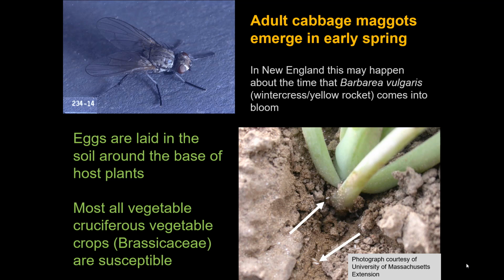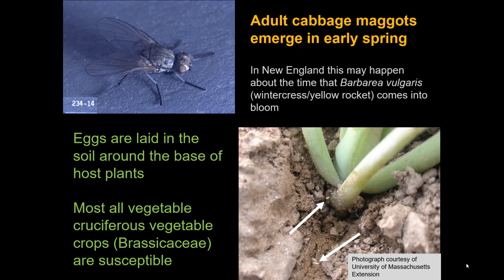This kind of thing that I'm talking about here, where you have a plant that is associated with an insect event, we call phenological indicators. So first flight of cabbage maggot being associated with bloom of wintercress, yellow rocket would be a phenological indicator. When we get these phenological indicators, they can be nice shortcuts to use for getting timing. Anyway, same situation.